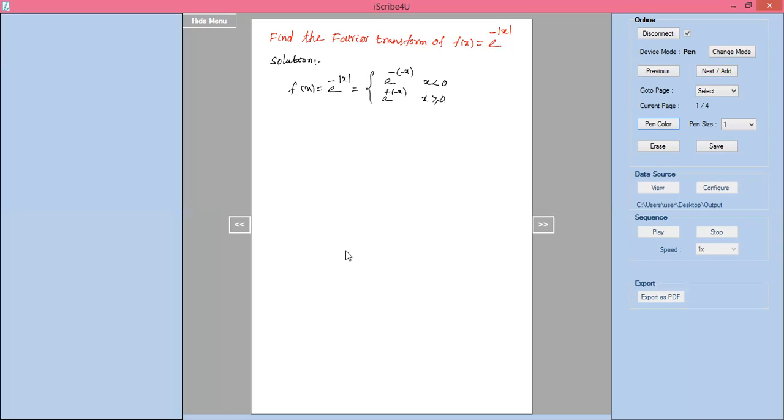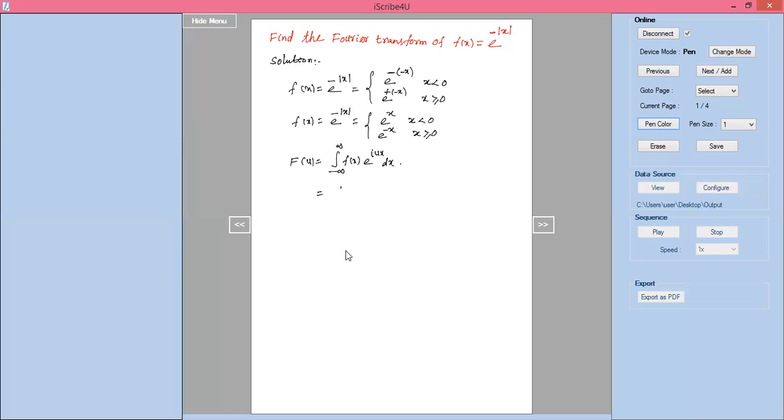This problem should be somewhat different. So the modulus of x definition is plus x when x is greater than or equal to 0, minus x when x is less than 0. Now e power of minus of modulus of x should be e power x for x less than 0, e power minus x for x greater than or equal to 0. Now we can write the formula: f of u equals integration of minus infinity to plus infinity f of x into e power iux into dx.